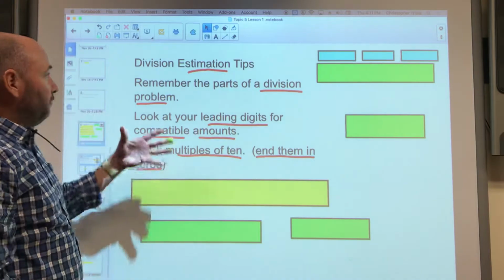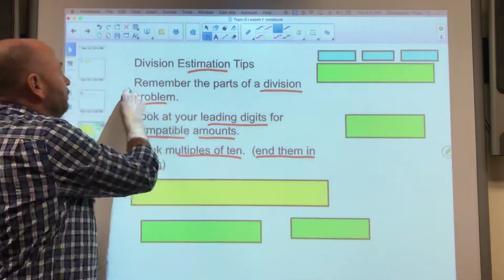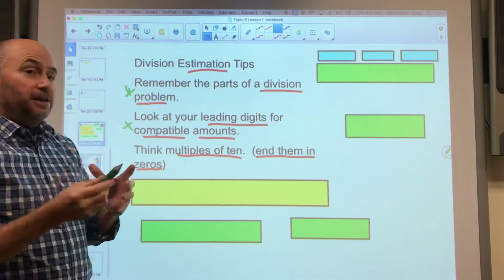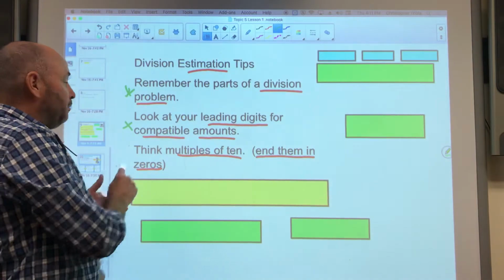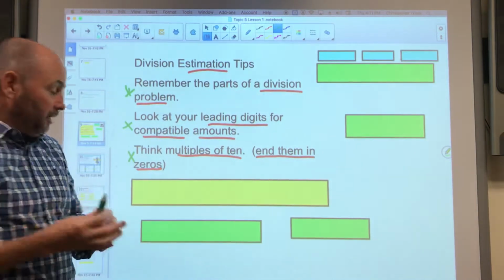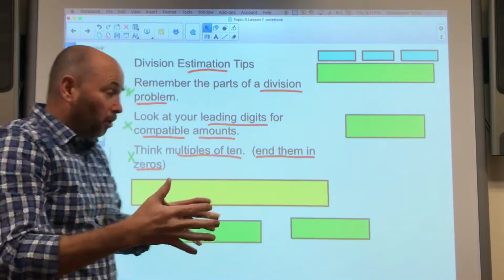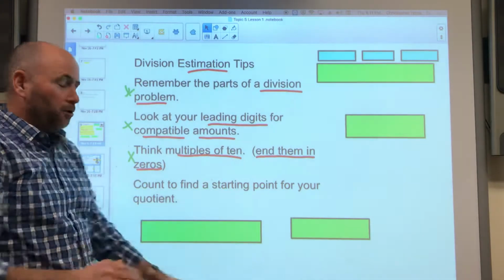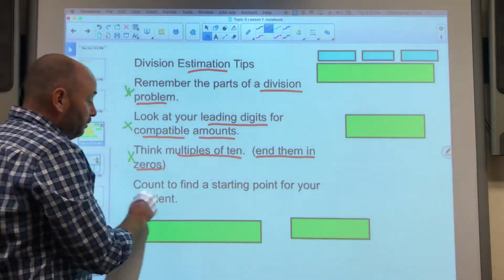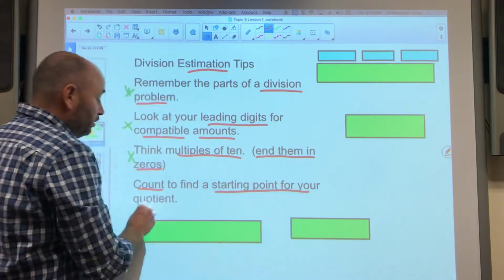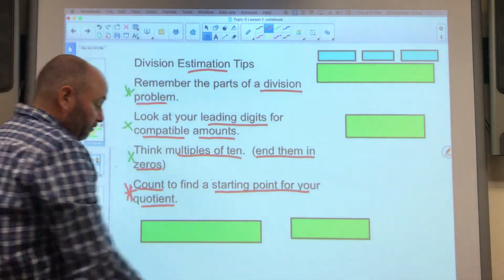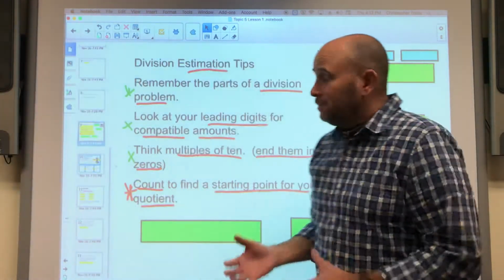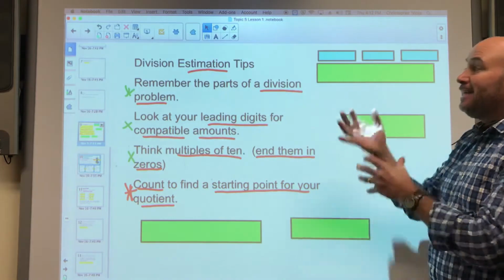So far you want to remember the parts of a division problem, think in terms of those parts, look for leading digits to create your compatible amounts, think of rounding to the nearest 10 or in multiples of 10, and then count to find a starting point for your quotient. This is a really important one. Knowing where you're going to start your quotient is a huge point for estimating when you're talking about division. So, in practical terms, what kind of takeaways can we get from these tips?